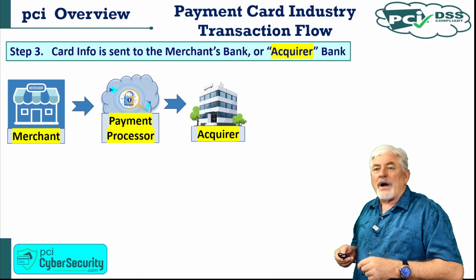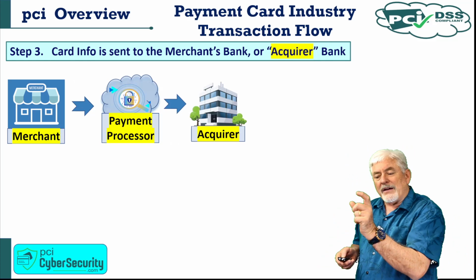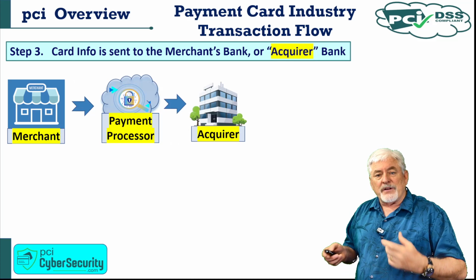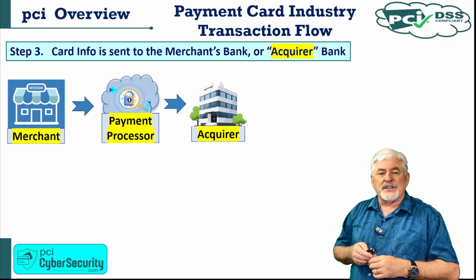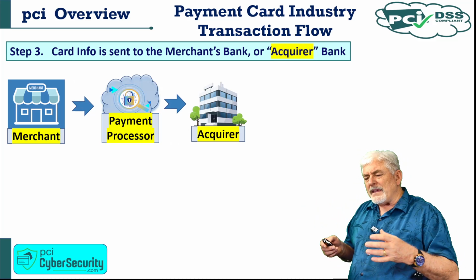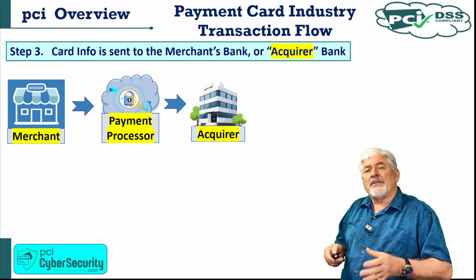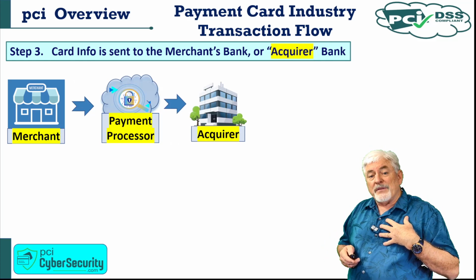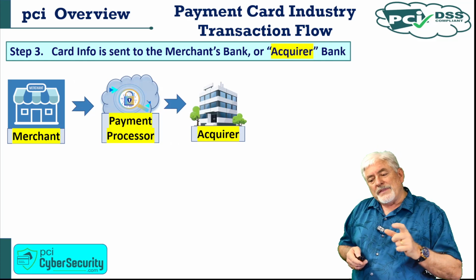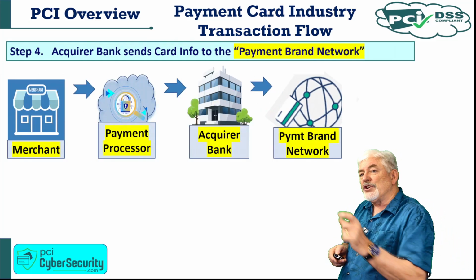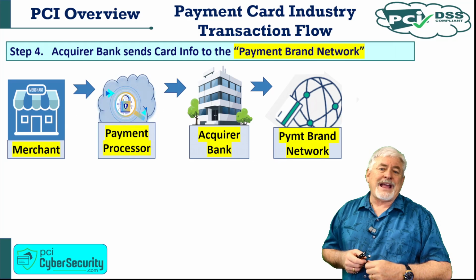It gets to the acquirer bank. The acquirer bank now has the 16 digits from the credit card and the other information that comes on it. And they want to go find out if I, the guy trying to pay for the muffler, have enough money in there. So what they do is then send that information on to the payment brand network.